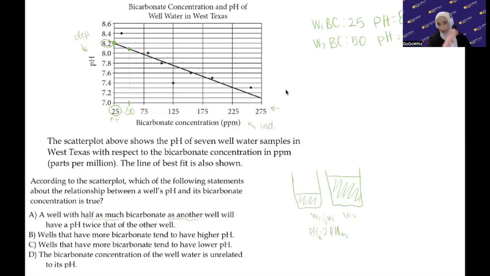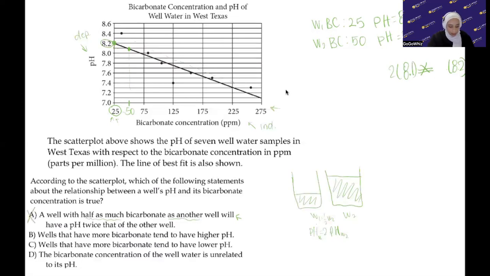We can clearly see from the beginning that that's not the situation, but just to make sure, we can confirm by looking at two points that correspond to the situation. We can see that the pH is not double. 8.1 is not equal to twice 8.2, right? It's not double. That is just not true. So I say that's not true.